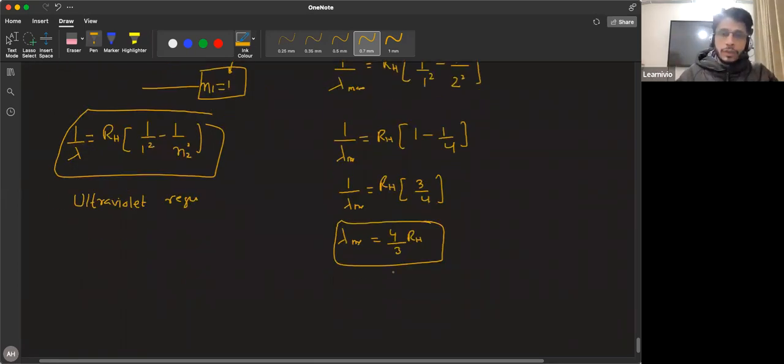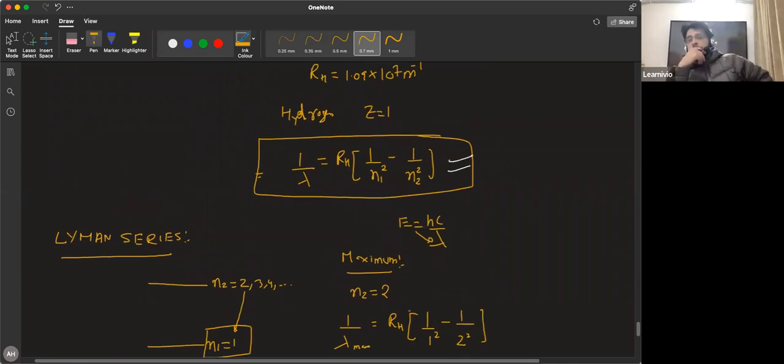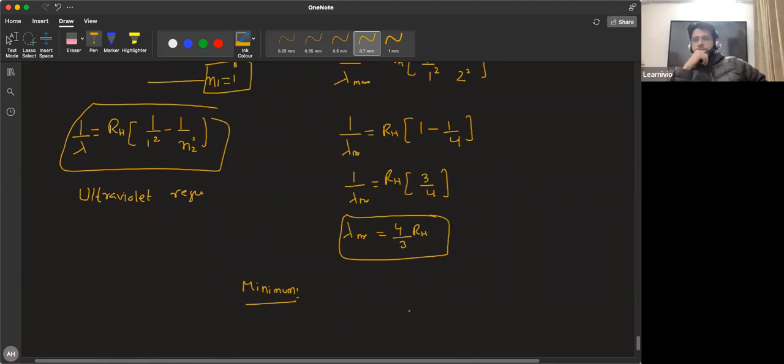Similarly, if you want to calculate the minimum wavelength, again lambda and E are inversely proportional. Can you guess, Nabil, what will be the transition for the minimum wavelength? So the transition corresponding to maximum wavelength is 2 to 1. What is the transition for the minimum wavelength?